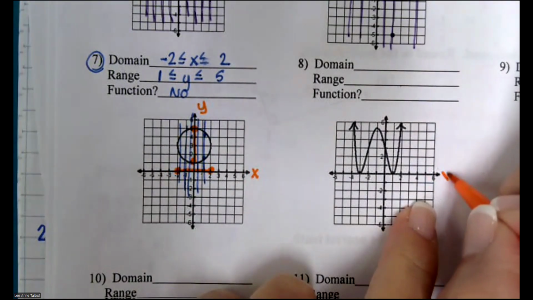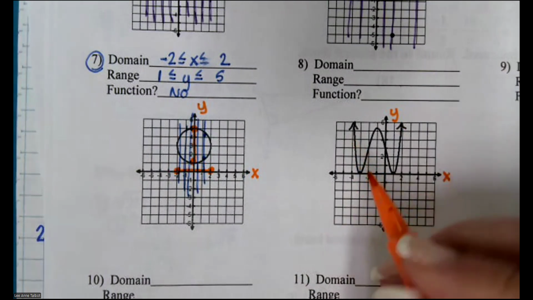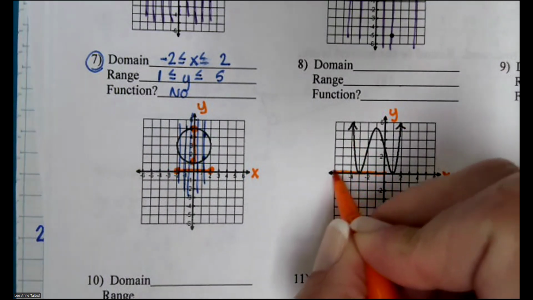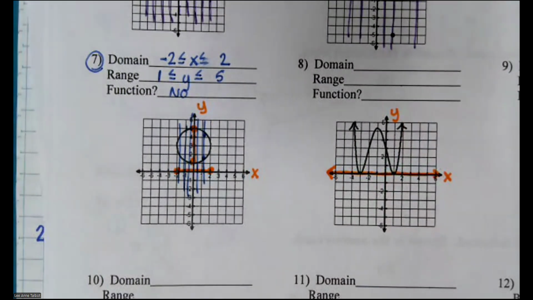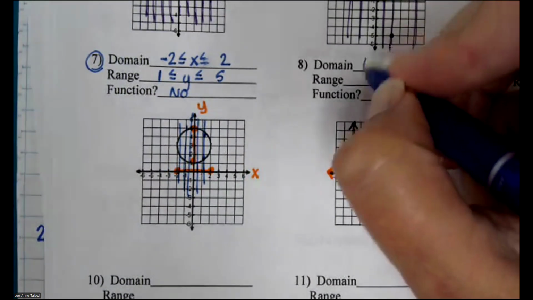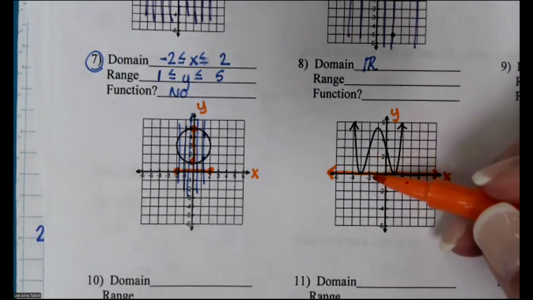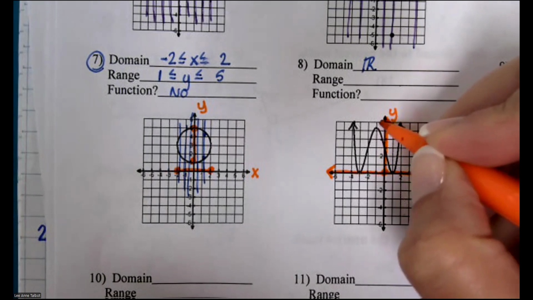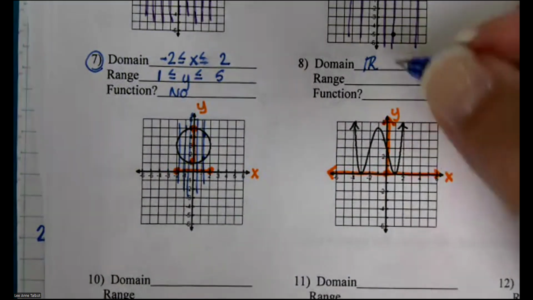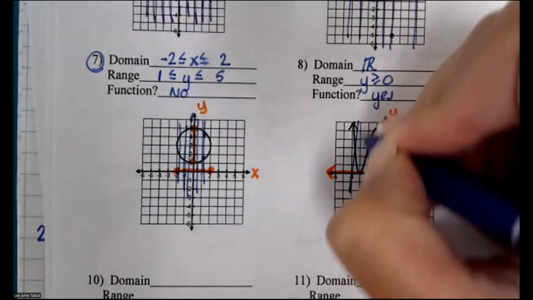Okay. You might be asking yourself, is this going to go on forever to the left? Yes, it is. Is it going to go forever to the right? Yes, it is. Even though these arrows make it look like it's going to go vertical, it's just going to go really slowly forever to the left and right. Yep, all real numbers. The range, however, only goes down to here. Yep, but goes up forever. And this one is a function.